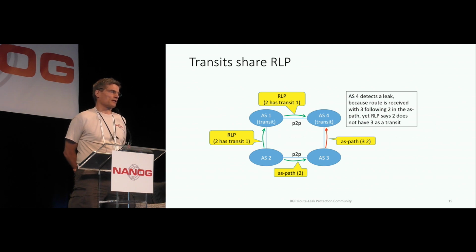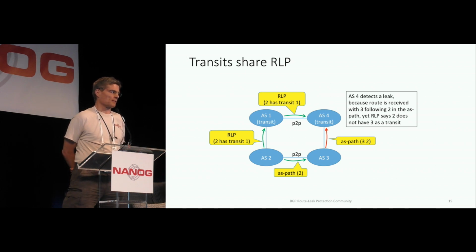Transits share the route leak protection. So this is the case I see. I would imagine mostly what would happen is that the Tier 1 provider receives it from its customer. They send it to all of their peers, and that's as far as it goes in most cases. So we can detect that here. So AS2 is originating. It sends route leak protection up to its transit, but it sends the route across to its peer.